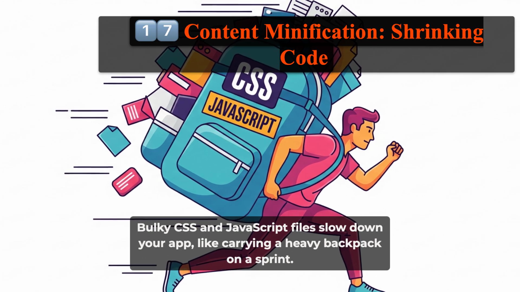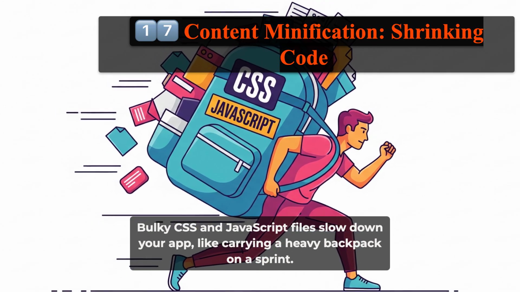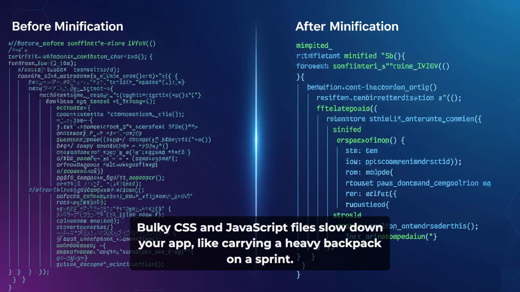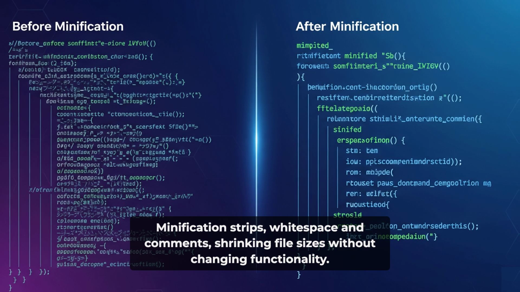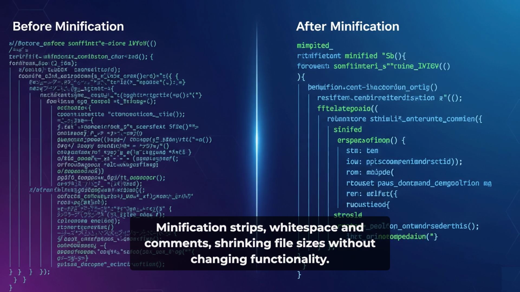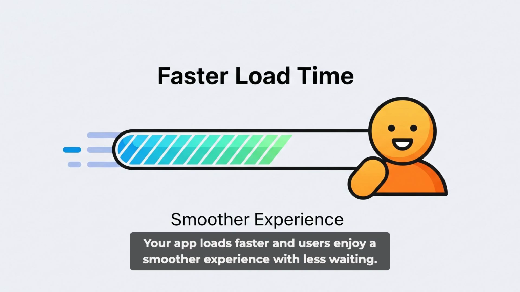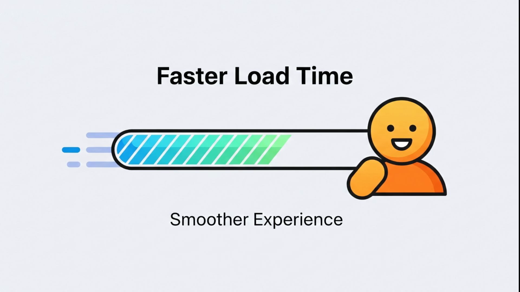Bulky CSS and JavaScript files slow down your app, like carrying a heavy backpack on a sprint. Minification strips whitespace and comments, shrinking file sizes without changing functionality. Your app loads faster, and users enjoy a smoother experience with less waiting.